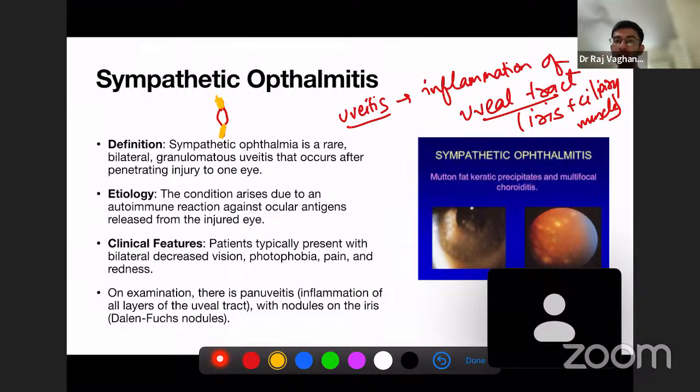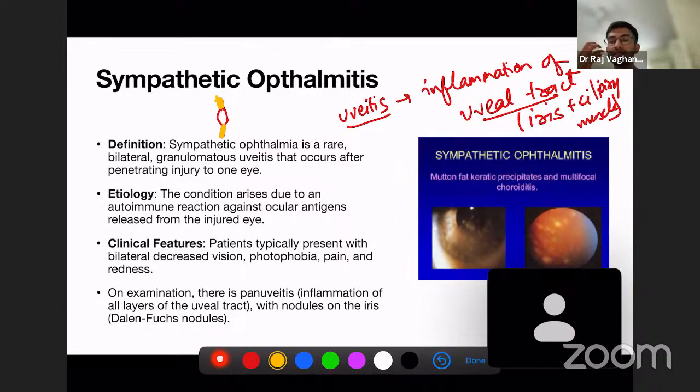The condition arises due to an autoimmune reaction against ocular antigens released from the injured eye. Now, why does it happen in the other eye? Because there is an autoimmune reaction against the ocular antigens released from the injured eye. After the injury, some ocular antigens are released, and the antigens travel to the other eye also. In the other eye, there is an autoimmune reaction that attacks its own cells, because the antigens are the body's own cells. It is not from the outside.